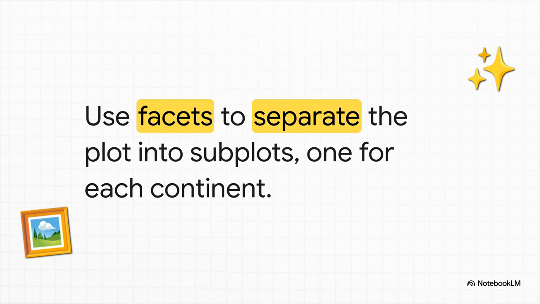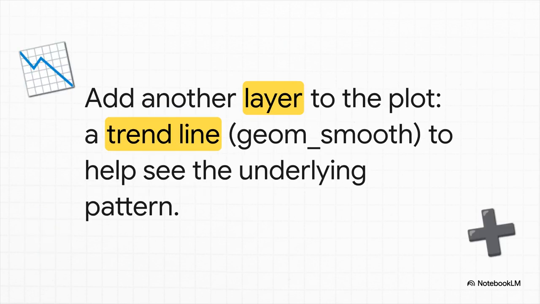For Act 3, we use that facet tool I mentioned. This is so powerful. It takes our one plot and breaks it apart into a grid of smaller subplots, giving each continent its own stage. Now we can compare the trend in Asia directly to the trend in Africa, side by side, all in one view.